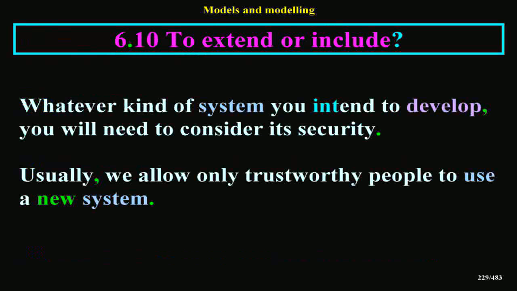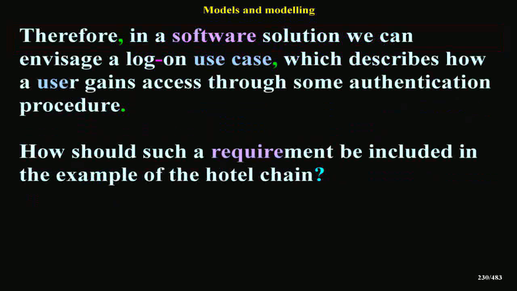security. Usually, we allow only trustworthy people to use a new system. Therefore, in a software solution we can envisage a log-on use case, which describes how a user gains access through some authentication procedure. How should such a requirement be included in the example of the hotel chain?